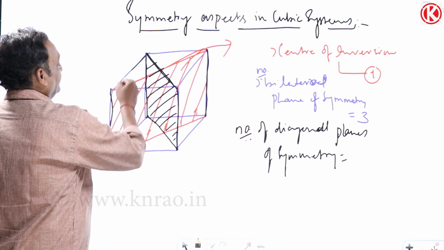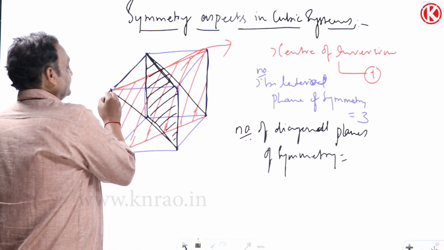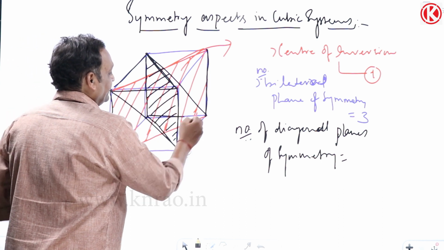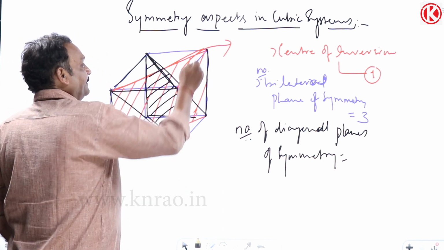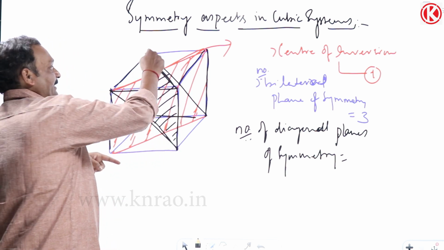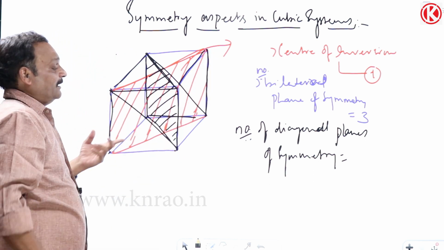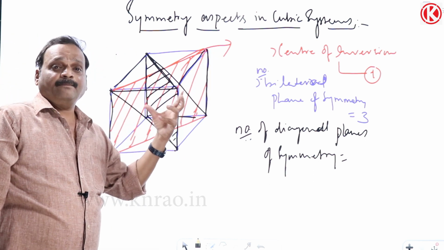This will also be one diagonal plane of symmetry. Similarly, I can start from here and end in this one. I can cut the cube like this. Similarly, I can start here and end at this edge, like this, and I can start from this edge and come to this edge like this. Totally there are 6 diagonal planes of symmetry.